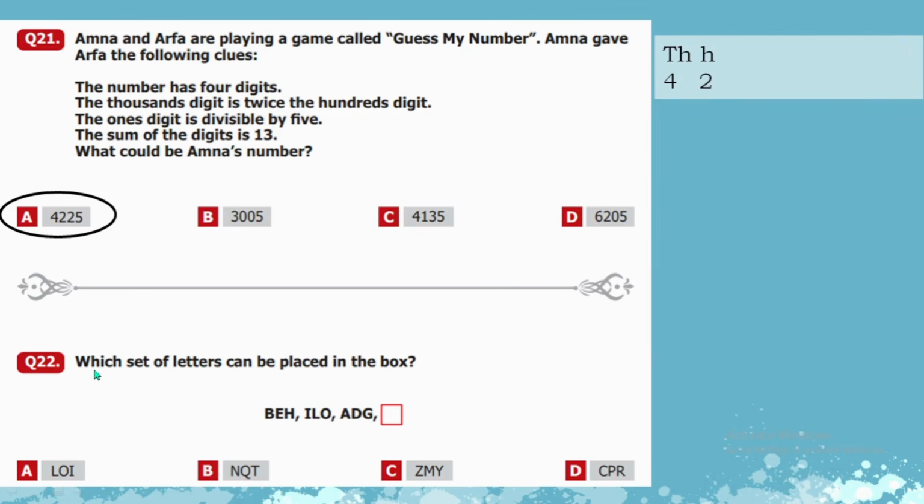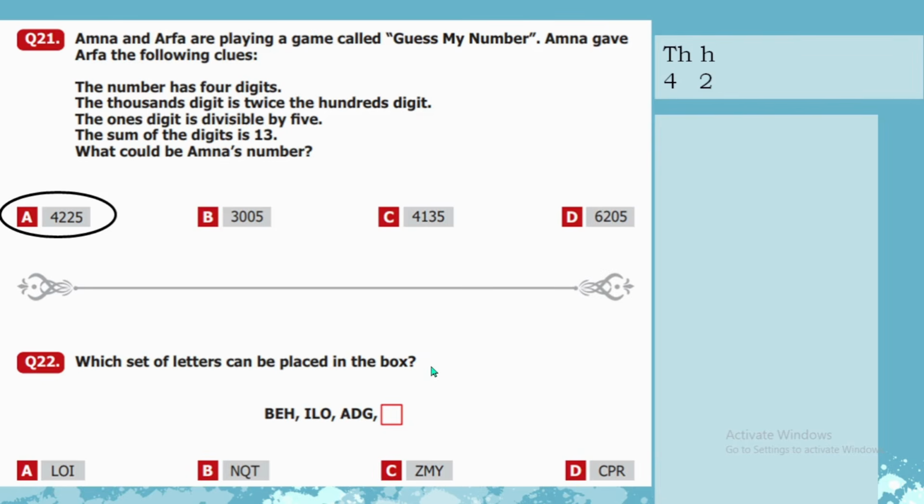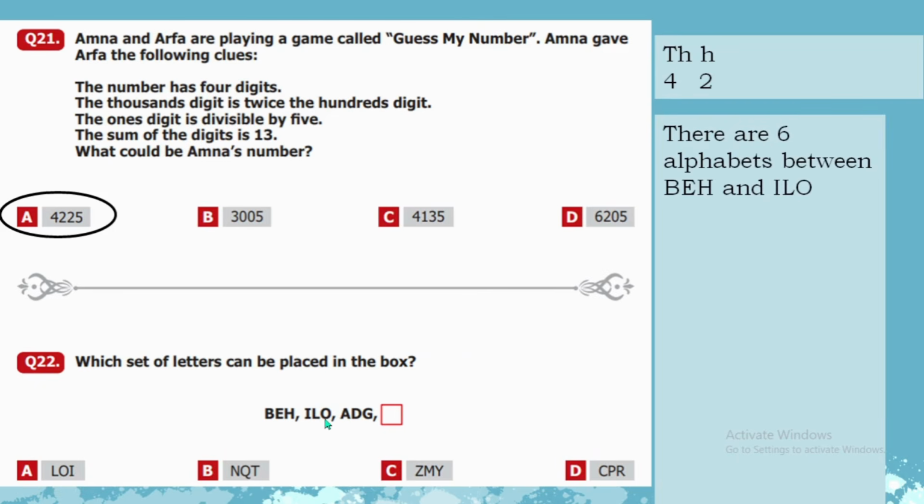Now question number 22. Which set of letters can be placed in the box? We have to follow the pattern between the two given sets of alphabets. Now let's see B, E, H and I, L, O. So here we will find the number of alphabets between each set of alphabets. Like there are 6 alphabets between B, E, H and I, L, O. From B to I, E to L and H to O, there are 6 alphabets.